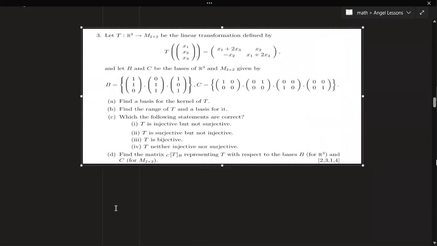Okay, so this is the problem. So let's get to it. It says we have a linear transformation which takes us from R3 to 2 by 2 matrices. And we are told that it's a linear transformation already. So they say let B and C be the basis of this and that. Find a basis for the kernel of T. How do you answer such a problem like this one? So solution, part A. So how can you answer part A?